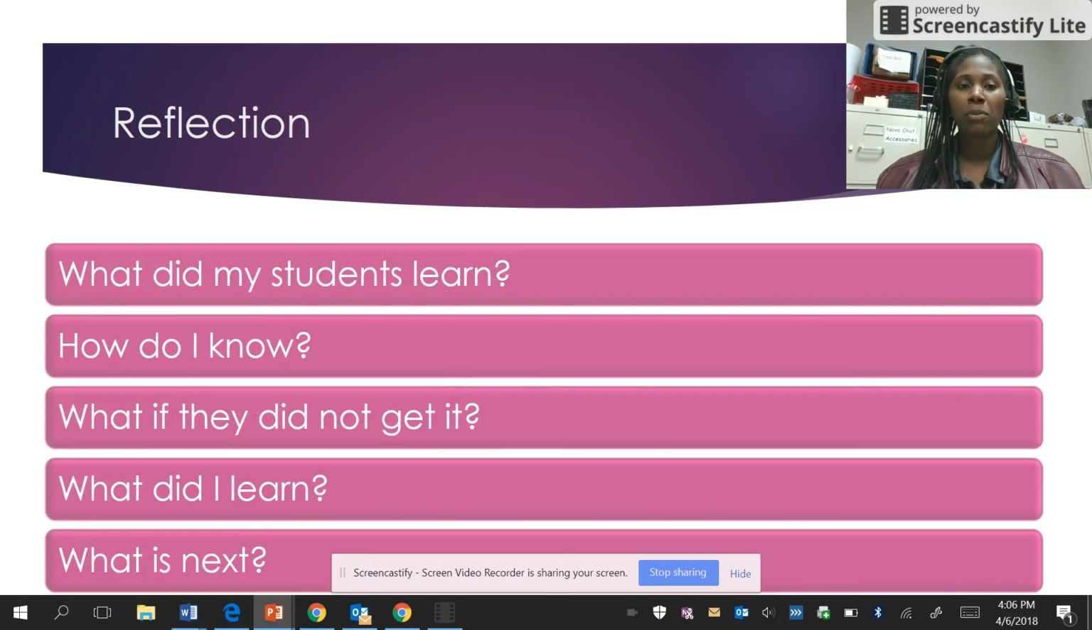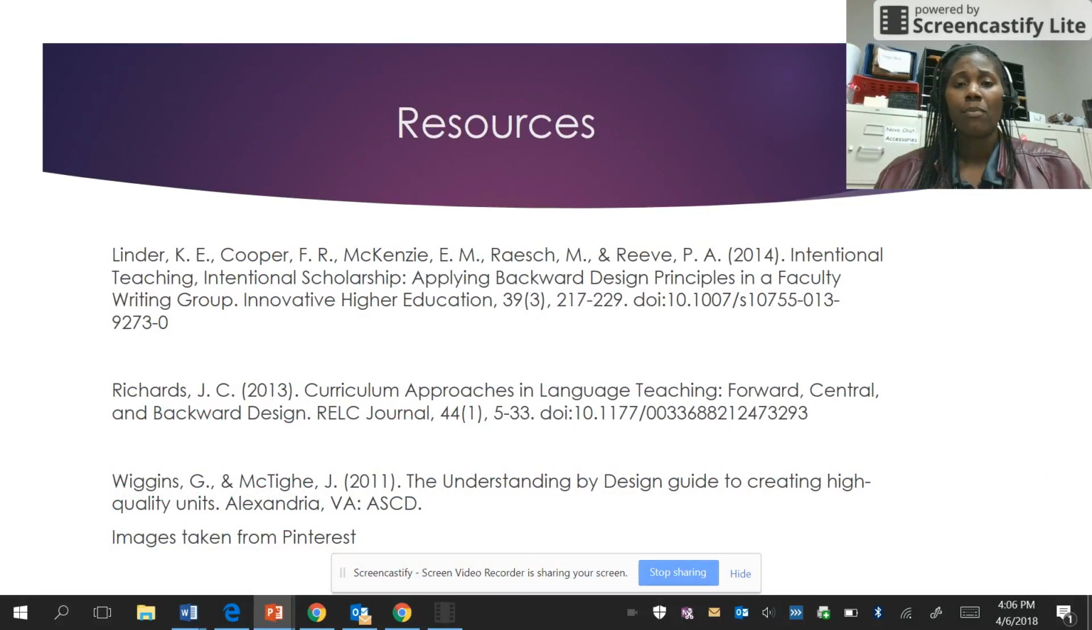So reflection for me would be, what did my students learn? How do I know they learned it? What if they didn't get it? How can I help them get it? And what did I learn while teaching them? And of course, what's next? So this has been Backward Design, those are some of my resources that I used, and you are more than welcome to try it out.